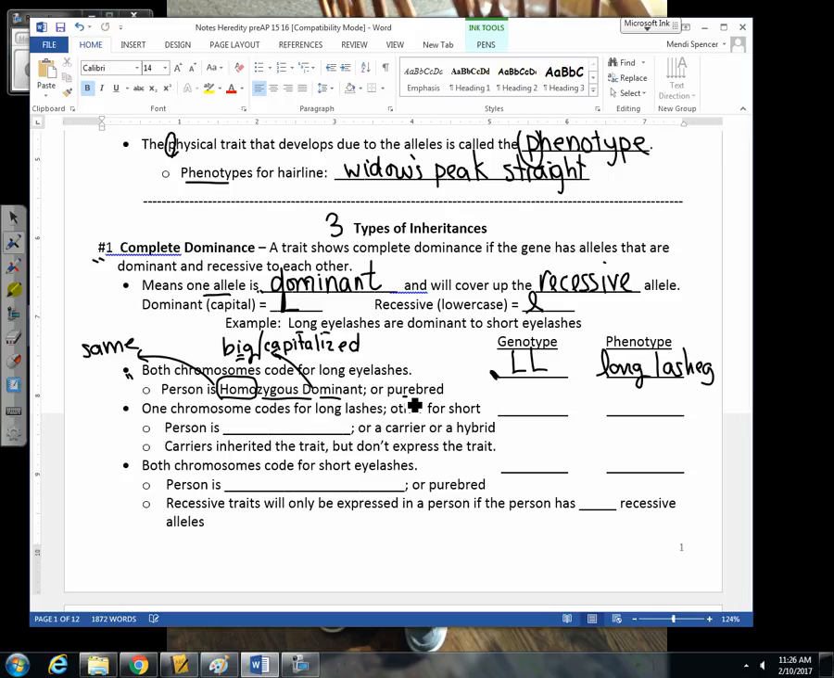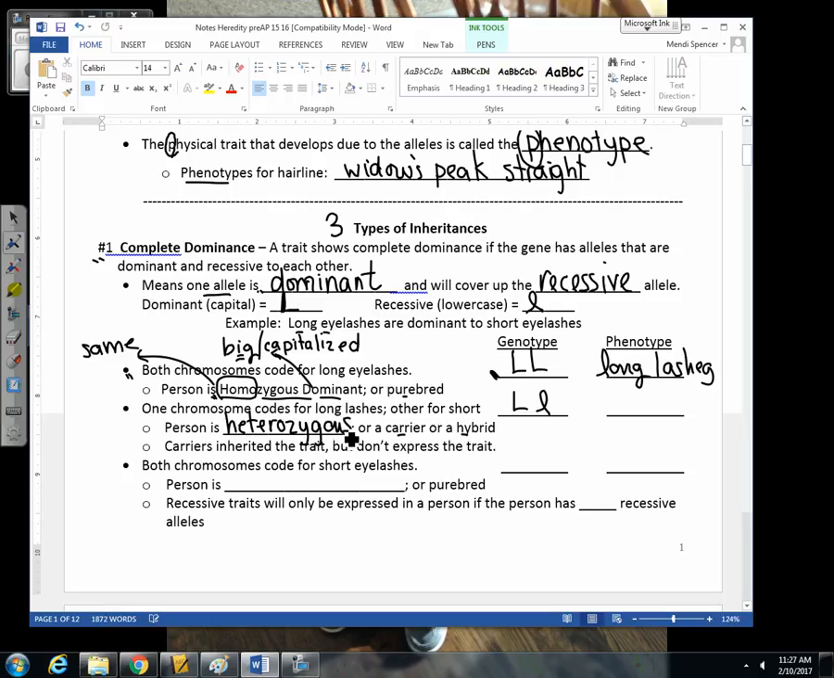Whereas someone who has 2 different codes, like big L, little l, so they have a code for long and a code for short, we call them a hybrid. They're like a combination. Or we can call them a carrier, or the opposite of homo is hetero. So we say the person is heterozygous for the trait.